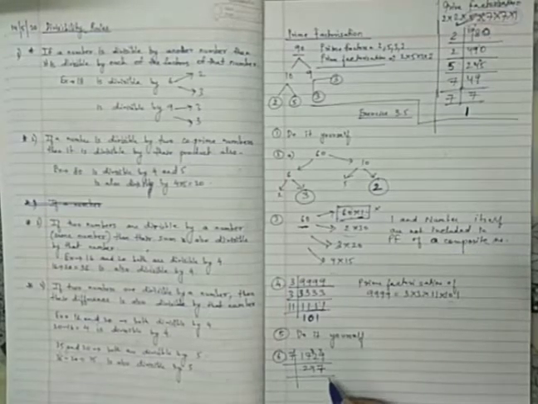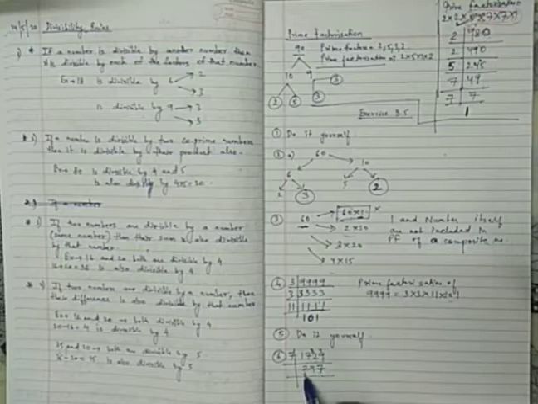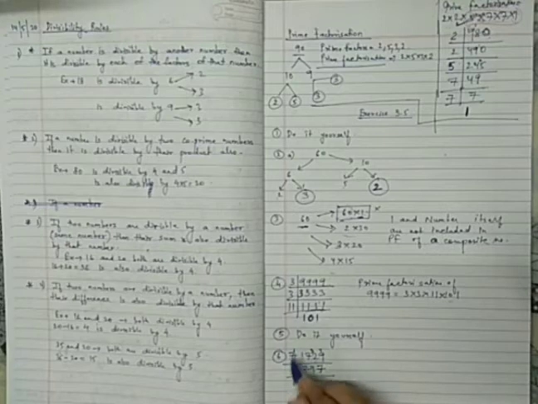8. No, not 8 because 248 is not divisible by 8. 9. For 9 divisibility, the number sum should be divisible by 9. So 7 plus 2 is 6. 6 plus 7 is 13. Not divisible by 9. Not 10. 11. Again we'll check. 7 plus 2, 9. 9 minus 4 will be 5. So again not divisible by 11. Next we'll check with 13.